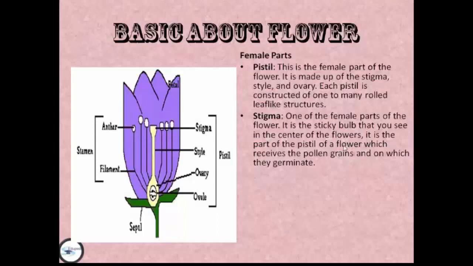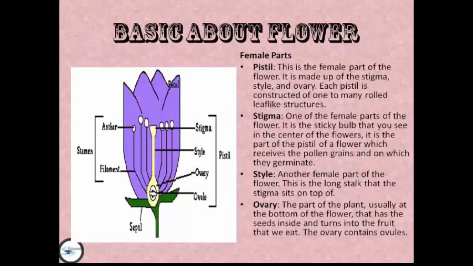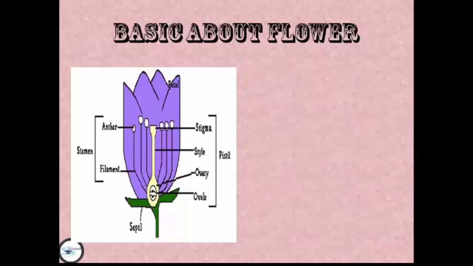It is the part of the pistil of a flower which receives the pollen grain and on which they germinate. Second, style. Another female part of the flower, and this is the long stalk that the stigma sits on top of. Next, ovary. It is usually at the bottom of the flower and has the seed inside and turns into the fruit that we eat. The ovary contains ovules. Ovules, the part of the ovary that becomes the seeds.